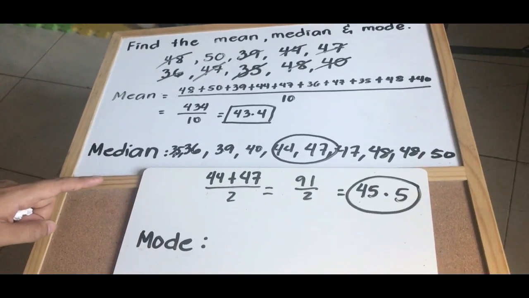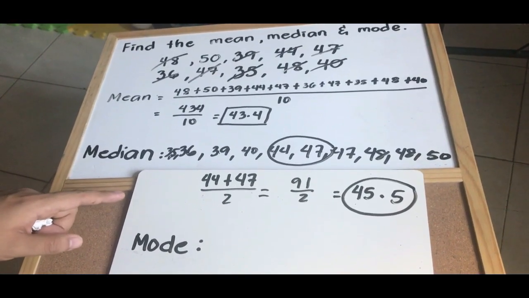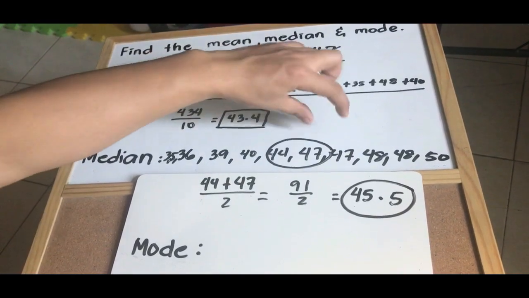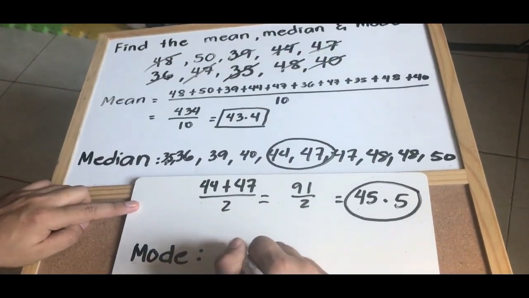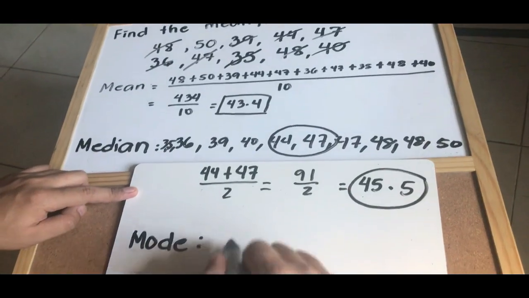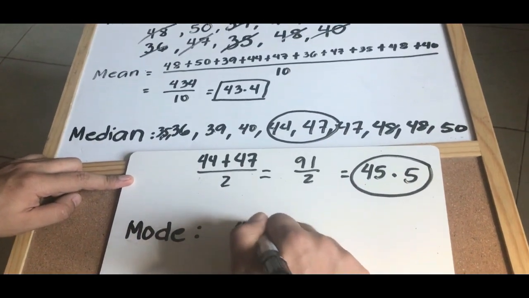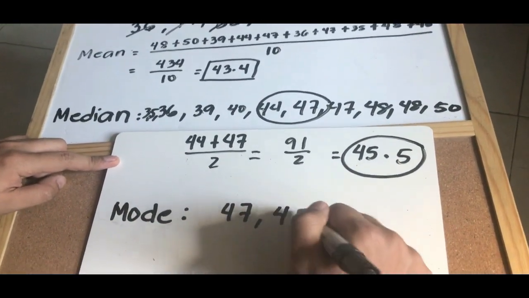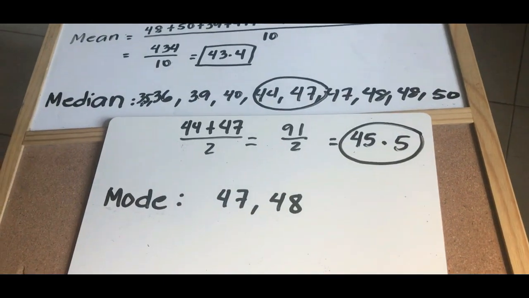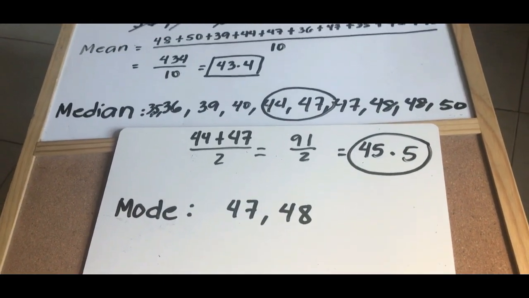Mode is the most occurred data. We notice that we have 47 and 48. So our mode is 47 and 48. That means the given data is bimodal.